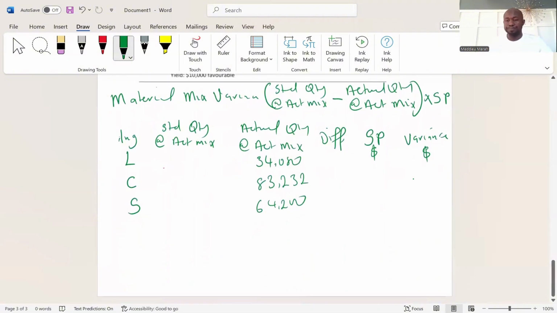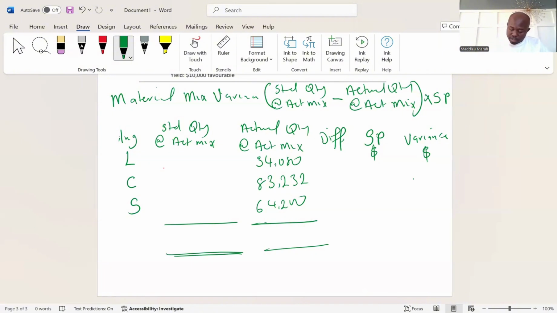Remember what I taught you? My second step: the total for the actual quantity at actual mix should be the total for the standard quantity at actual mix. So I will total this one, and that should be the same total as this one. So what's my total? Let me add 34 and 80 plus 83, 232 plus 64, 200.